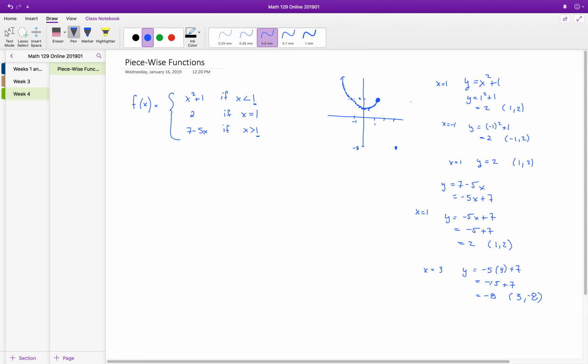So that line, again, we just want this piece of it. Let's see how straight I can draw a line freehand. Close. It's going to look something like that. So that's the graph of our piecewise function.